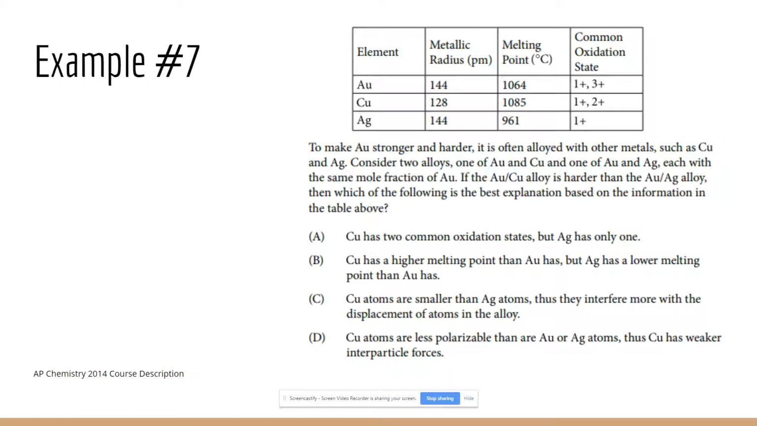So if I look at C, that makes sense because the Cu atoms are smaller than the Ag atoms. They're going to affect the displacement of atoms, what we were just talking about in the slide prior. And then I just don't see D as being a very relevant answer. While there might be a difference in polarizability between Cu and Au, it's not going to be huge for one thing, and polarizability doesn't really play a huge role in metals. So that's why I'm going to go with C.